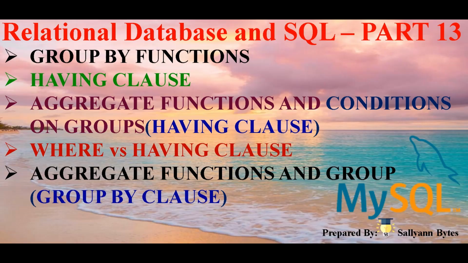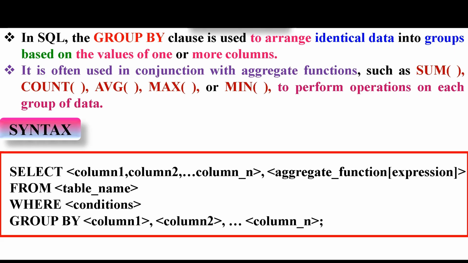Group by and having clause. Let's learn about the group by function. In SQL, the group by clause is used to arrange identical data into groups based on the values of one or more columns. It is often used in conjunction with aggregate functions, such as sum, count, average, max, or min, to perform operations on each group of data.